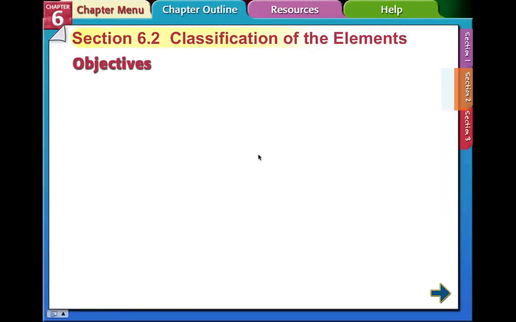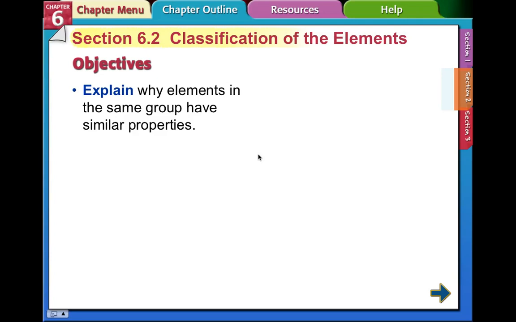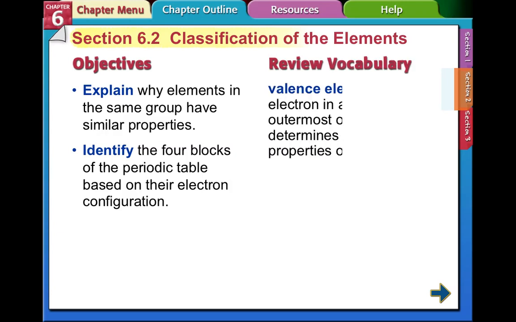Moving into section 2 of chapter 6. Remember, we're still talking about the periodic table and periodic law. We are in section 2, classification of elements. The objectives for this section: explain why elements in the same group have similar properties, and identify the 4 blocks on the periodic table based on their electron configuration. Remember, we did this in chapter 5.